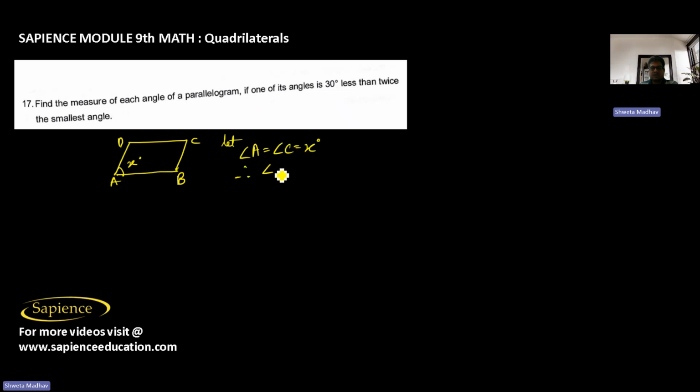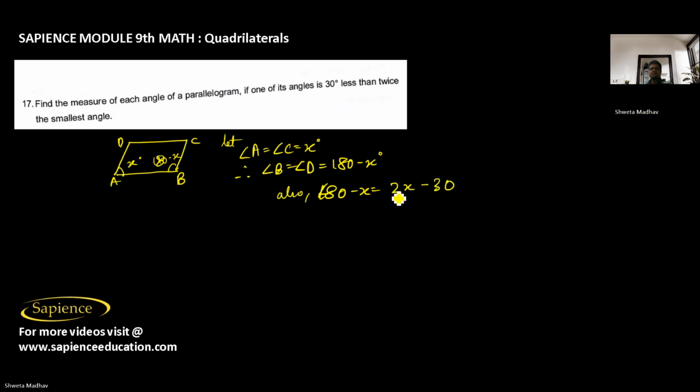Therefore, angle B equals angle D, which will be equal to 180 minus x, since these two angles are co-interior angles, so their sum should be equal to 180 degrees. And also it is told that one of the angles, 180 minus x, is equal to 30 degrees less than twice the smallest angle, so 2x minus 30.